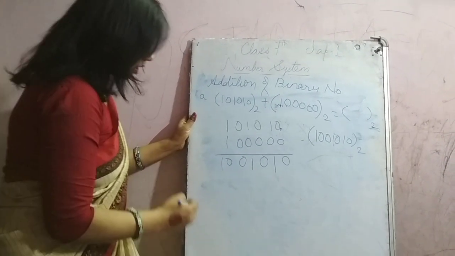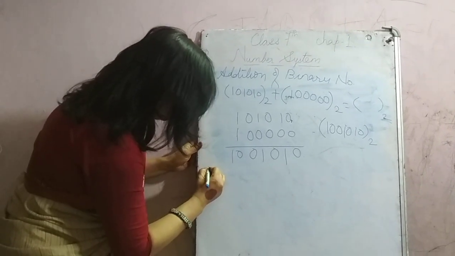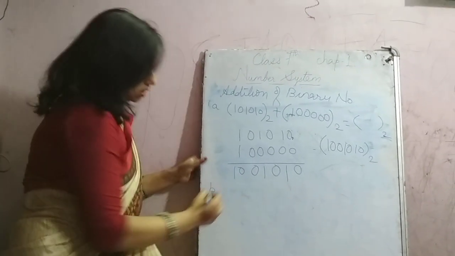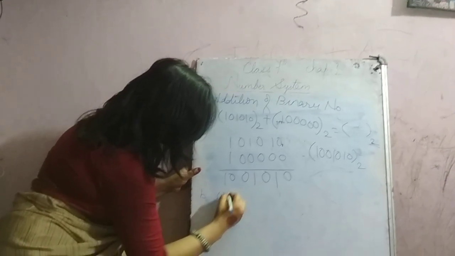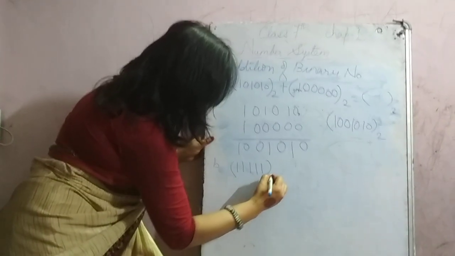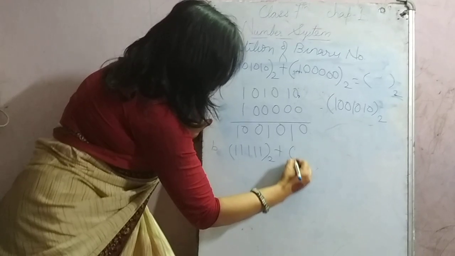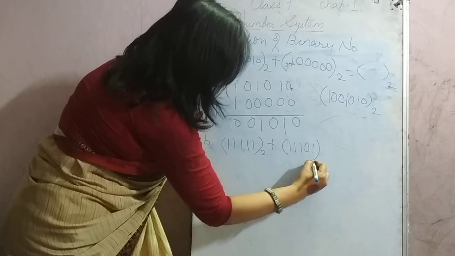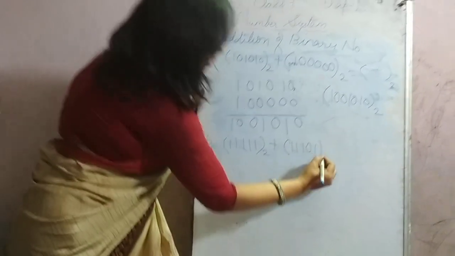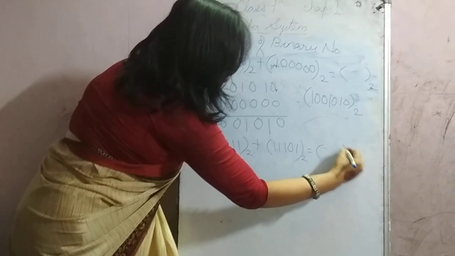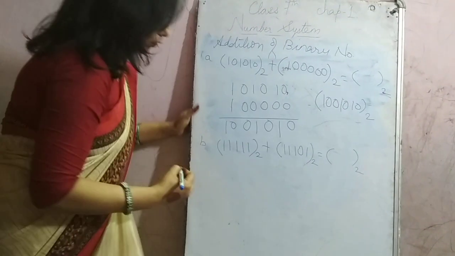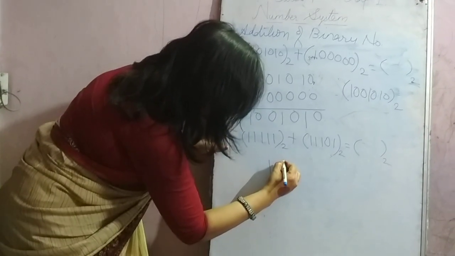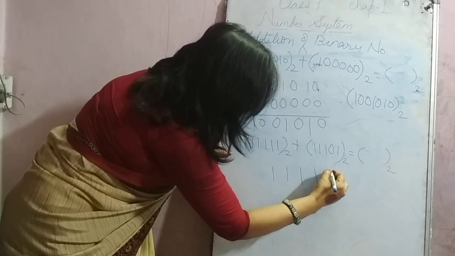Now the second question. I am going to give you the next example. 1 1 1 1 1 plus 1 1 1 0 1. This is the question. Now we have to solve it. 1 2 3 4 5. 5 ones are 1 2 3 4 5.